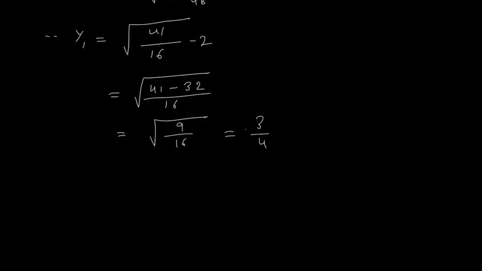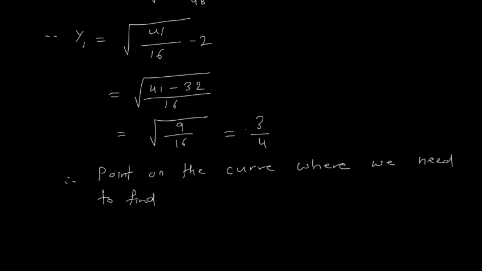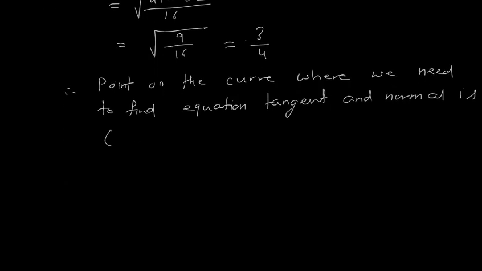So therefore the point on the curve where we need to find the equation of tangent and normal is, what is the point? It is x1, which is 41 upon 48, comma 3 upon 4. So this is the point where we have to find the equation of tangent and normal.